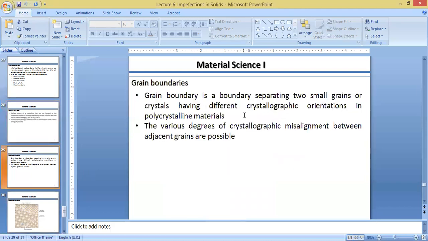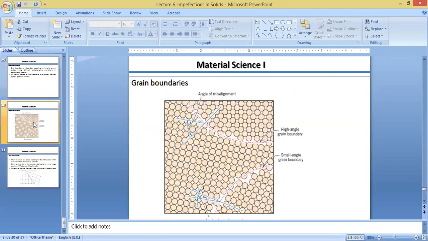Okay, so we come to grain boundaries. What are grain boundaries? I think we'll be talking about this. They separate two small grains or crystals having different crystallographic orientations in polycrystalline materials. Various degrees of crystallographic misalignment between adjacent grains are possible. So I think we've looked at this enough. We looked at this even earlier today. So these are grain boundaries where the boundaries align.